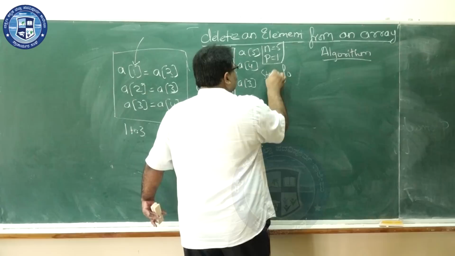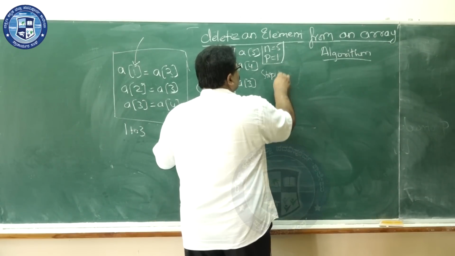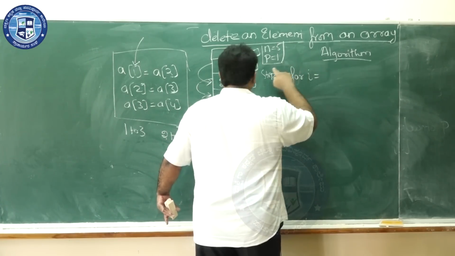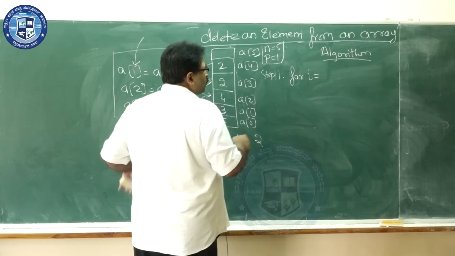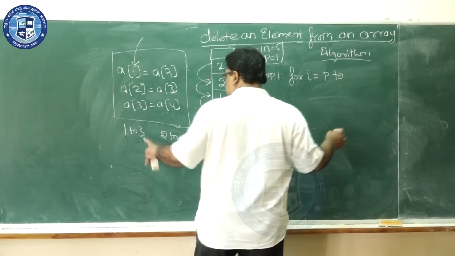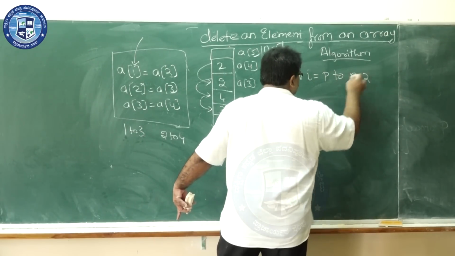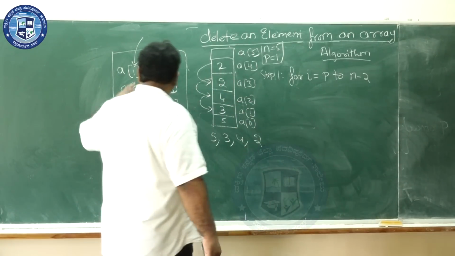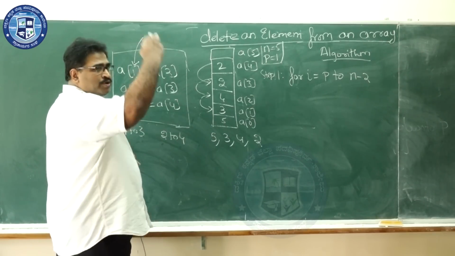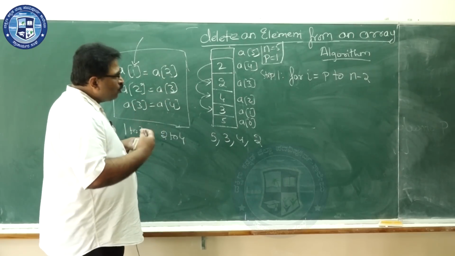So your step 1 will be for I equals to, where is this 1 stored? In P. P to 3. How are you going to get 3? N minus 2. Now please understand, it is going from the lower range to the upper range. So from lower to upper. The earlier insert was from upper to the lower.